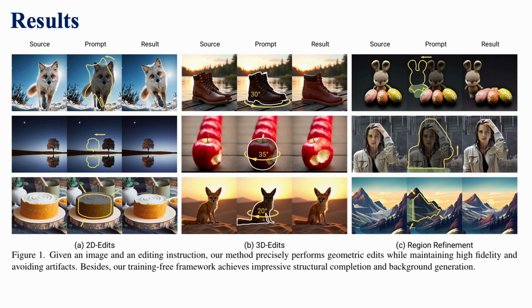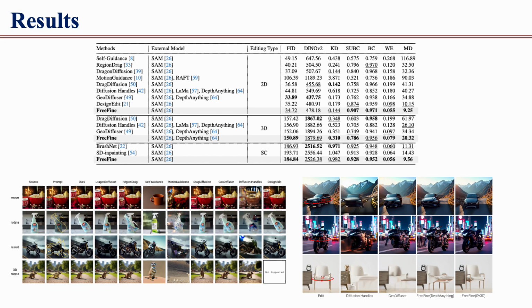The results of our proposed method. Notably, our method achieves high-fidelity geometric editing that simultaneously handles universal 2D manipulation, 3D rotation, background generation, and structural completion, while none of the existing work can handle all of these cases. We conducted a comprehensive quantitative evaluation of our method with state-of-the-art image editing methods. Our method undoubtedly achieves the best performance across easy, medium, and hard scenarios.